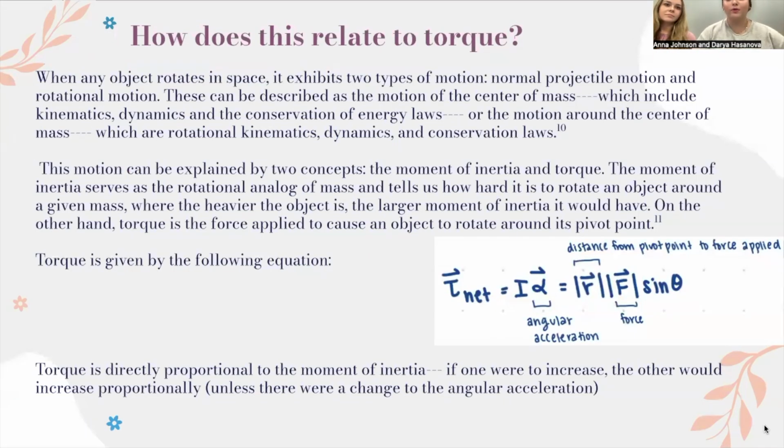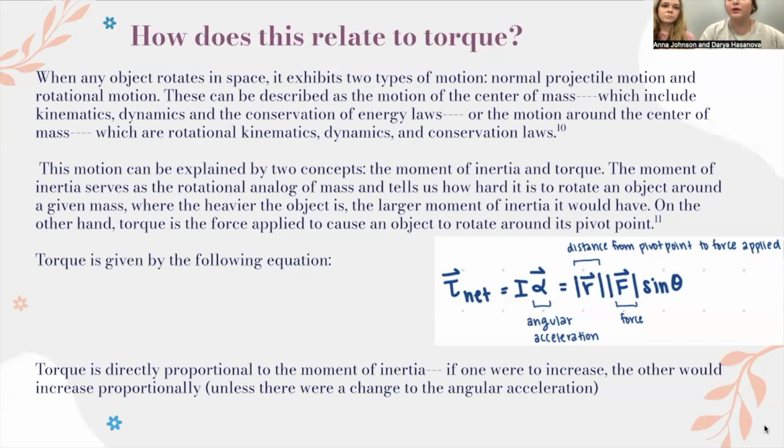So, how does this topic relate to torque? Well, when any object rotates in space, it exhibits two types of motion, normal projectile motion and rotational motion. These can be described as the motion of the center of mass, which includes things we covered earlier in class, like kinematics, dynamics, and the conservation of energy laws, or the motion around the center of mass, which are rotational kinematics, rotational dynamics, and rotational conservation laws.